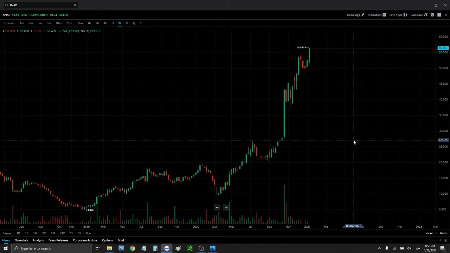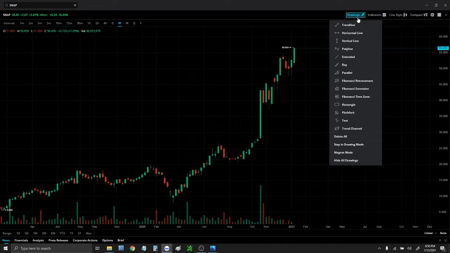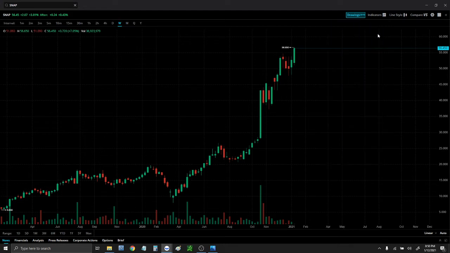Okay, so let's look at Snap here. We're looking at the weekly time frame and using Webull. On the top right here, you can see drawings. The two main things we're going to use here now are the trend line and the horizontal line. Let's go ahead and start with the horizontal line.